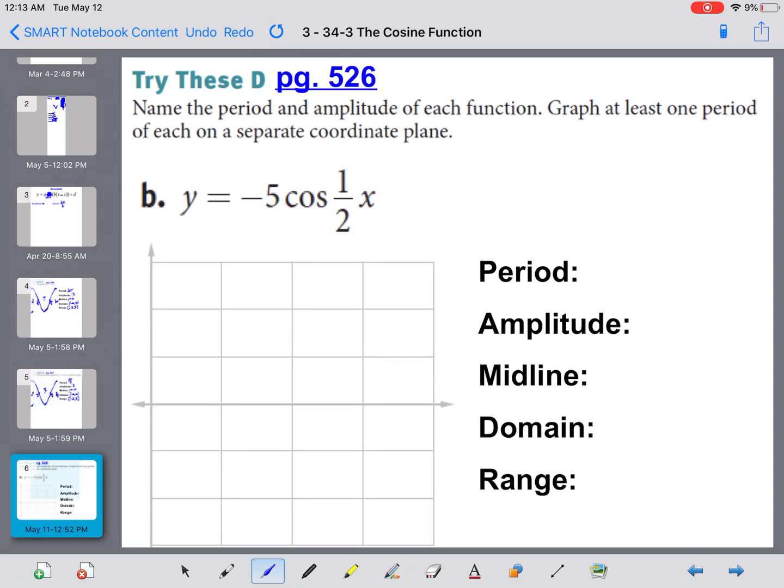Let's try one here on your own. So I'm going to pause the video. I'm going to take a sip of water, pause the video, and see what you can do with this one. This one's got a little trick to it. Think about how you're going to handle this negative out front.